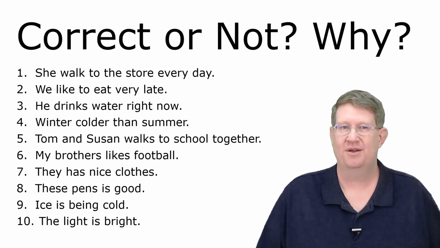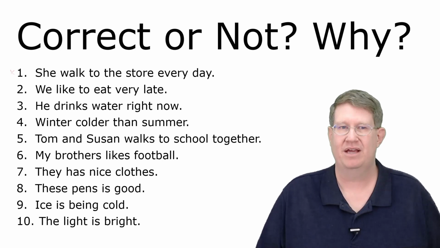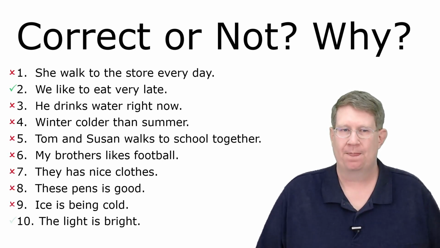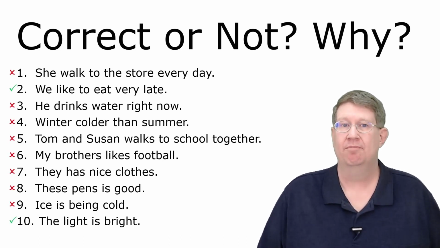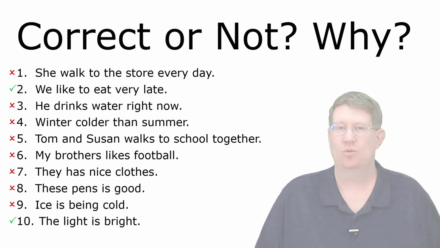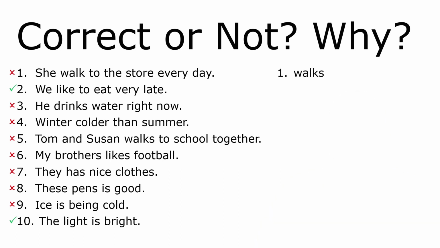Okay, so how do you think you did? Let's take a look. Here are the answers. So we can see that there are problems with most of these sentences. Let's go through them one by one. She walked to the store. No, we forgot our he, she, it. He, she, it, it must have an S. So she walks to the store. Number 2 is correct. There's no problem there.